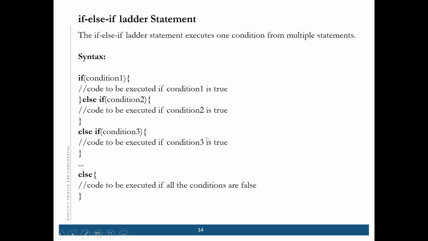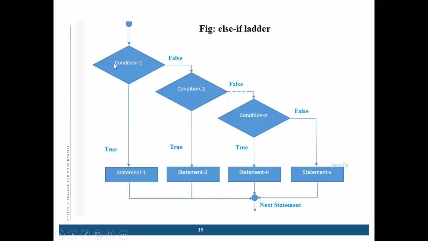Okay, so we'll just see this in the flow chart. Suppose this condition is true, it will go to the first statement. If it is false, it will check the next condition. If that condition is true, it will go to statement number 2. If this is false, it will go to another condition, and so on and so forth.